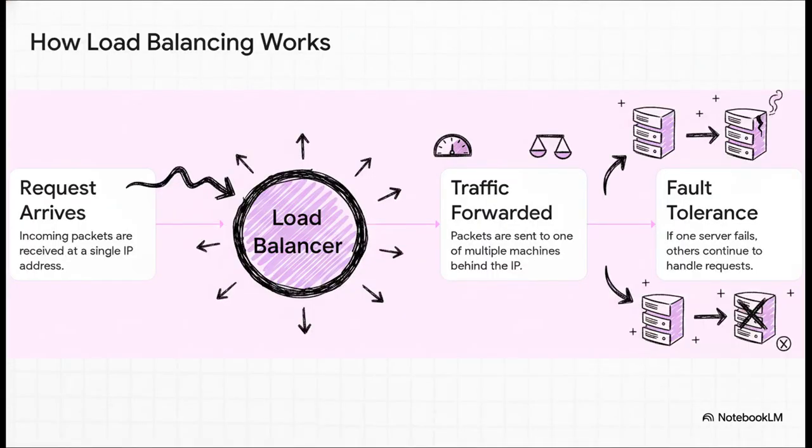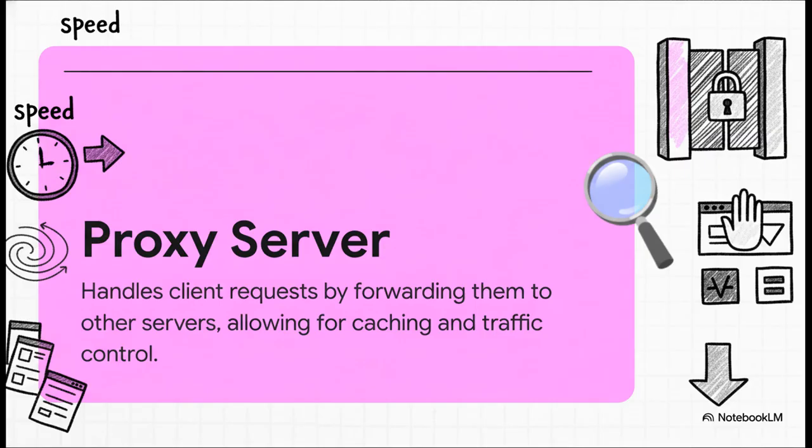A request comes in, and the load balancer acts like an air traffic controller. It checks which server is the least busy and sends the request there. This keeps everything running super fast for the user. But here's the real magic. If one of those servers suddenly fails, the load balancer sees it instantly and just stops sending traffic to it. The users, they never even know there was a problem. It's seamless.